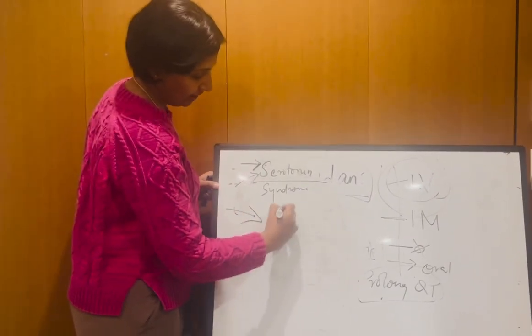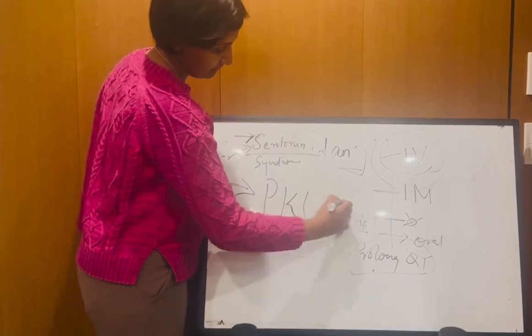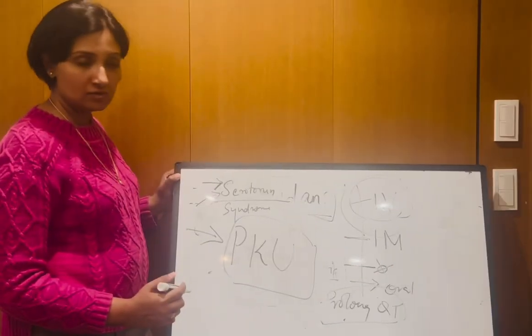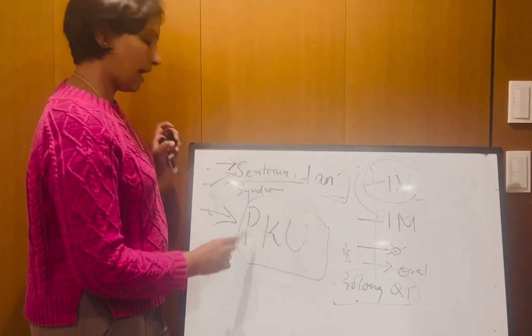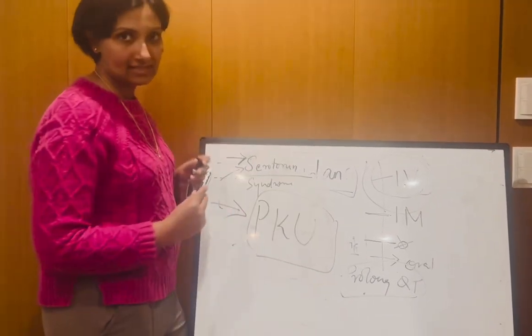Lastly, avoid taking this medication in people with phenylketonuria. It's a genetic condition. So those who have phenylketonuria, don't give ondansetron.